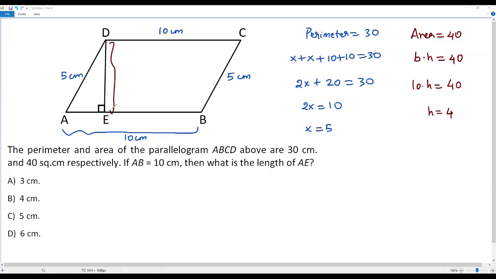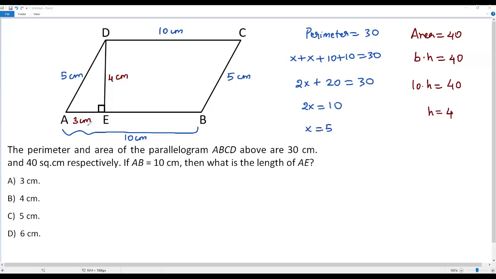Actually, this line segment DE represents the height of the parallelogram. Its length is 4 centimeter. Our aim is to find the length of this line segment AE. Actually, this ADE is a right triangle because I have a right angle over here. In particular, this ADE is a 3, 4, 5 right triangle, because the length of the hypotenuse, the side which is opposite to the right angle, is 5 centimeter, and the length of one of the two remaining legs is 4. So then the length of the third leg must be 3. That's why I'm saying it's a 3, 4, 5 right triangle.